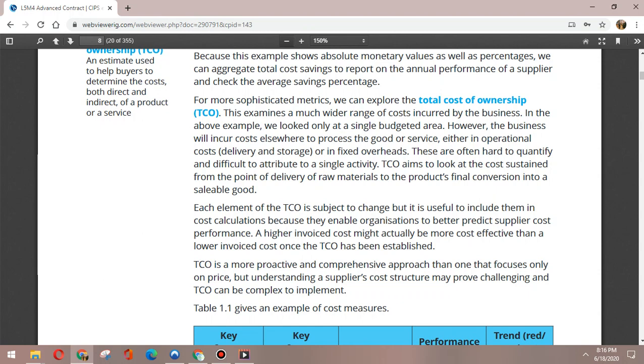TCO is a more proactive and comprehensive approach than one that focuses only on price. But understanding a supplier's cost structure may prove challenging, and TCO can be complex to implement.